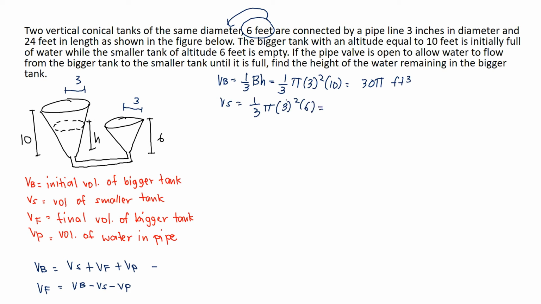9 times 6 divided by 3. That's 18 pi feet cube. Okay? How about the volume of your pipe?